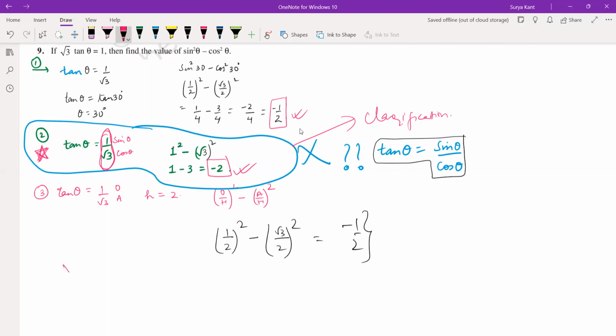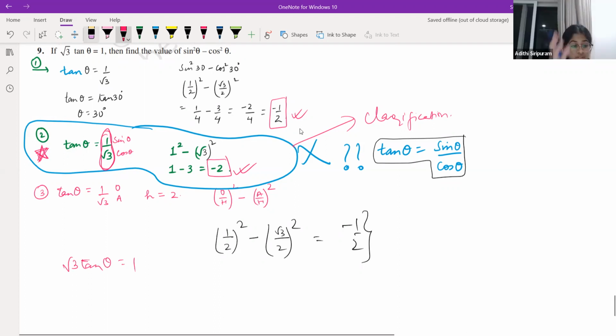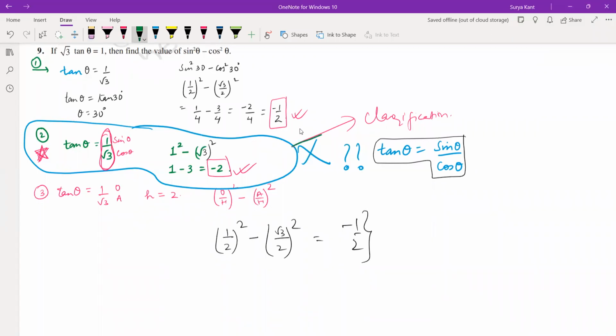Anyway, you were just saying root 3 tan theta, right? Root 3 tan theta is equal to 1. That way you are saying? Yes, sir. Because we took the root 3 to the right hand side, right? They didn't give the correct value. So probably because of that, the answer is going to differ. Anyway, this part we are not using for the time being.